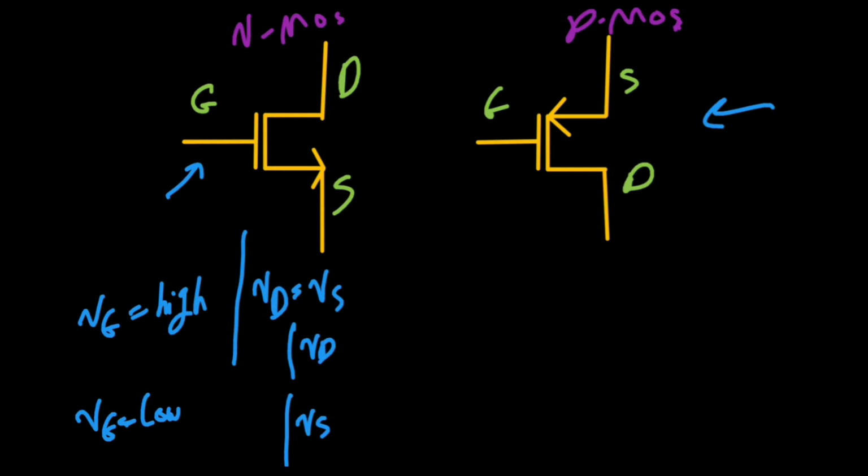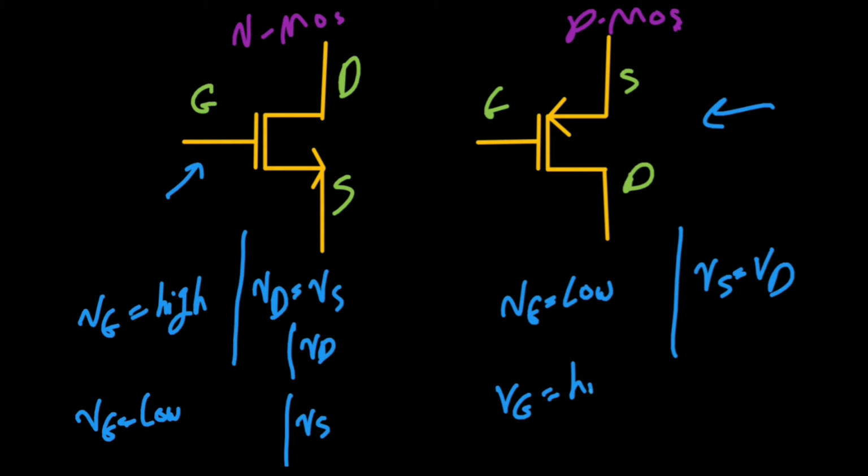PMOS is the opposite of the NMOS. If V of gate is equal to the low voltage, then we say the transistor is on. V of S is equal to V of D. And if V of gate is equal to the high voltage, we say the transistor is off. So V of S and V of D, or drain and source, are separated from each other. You see, it's just as simple as that.